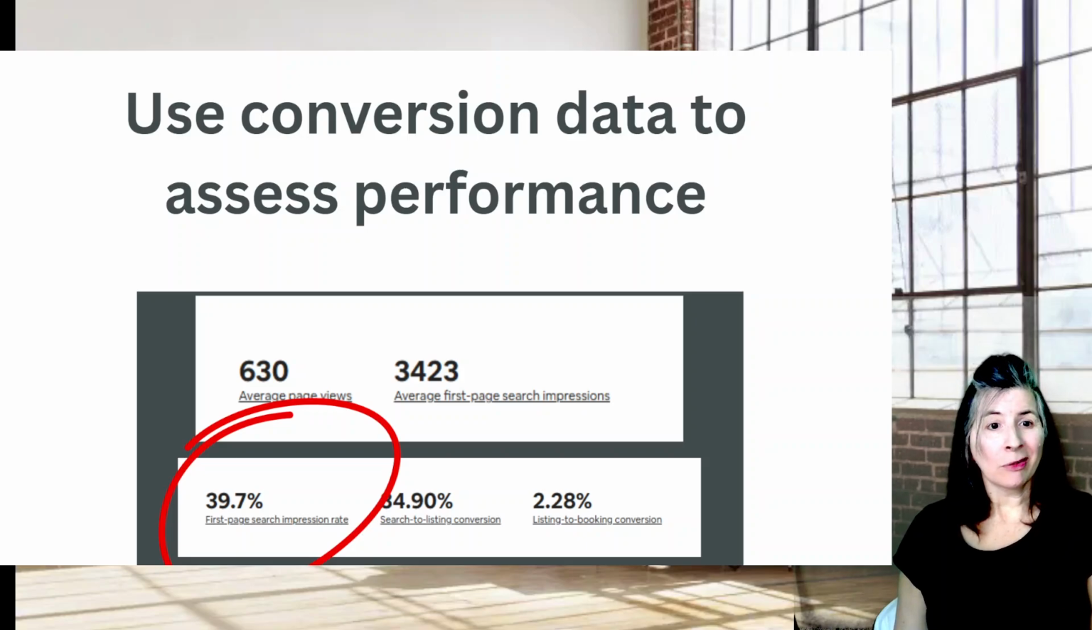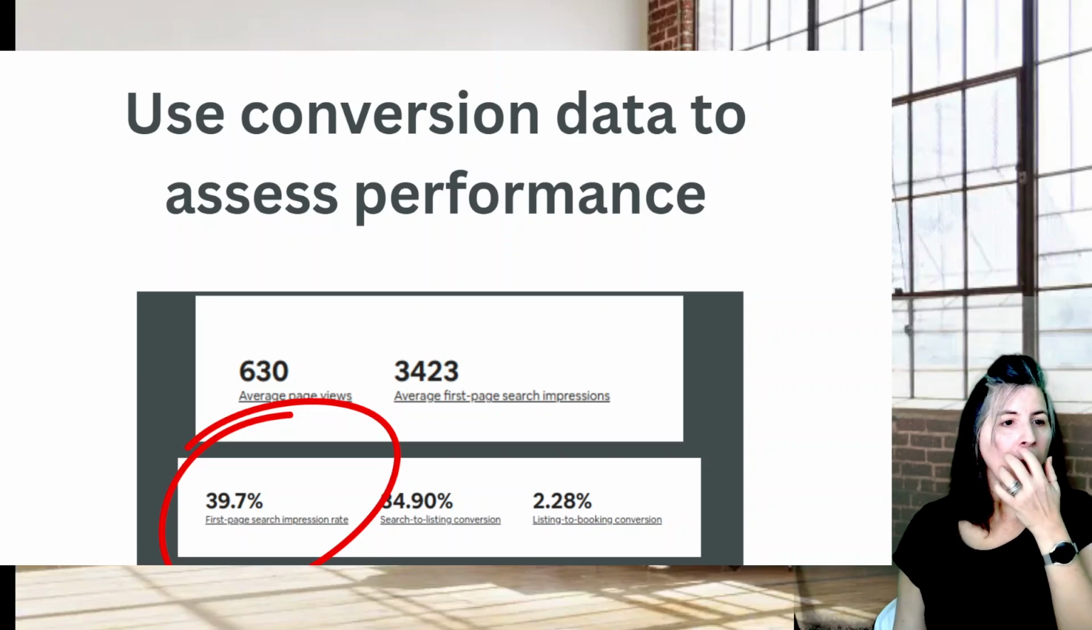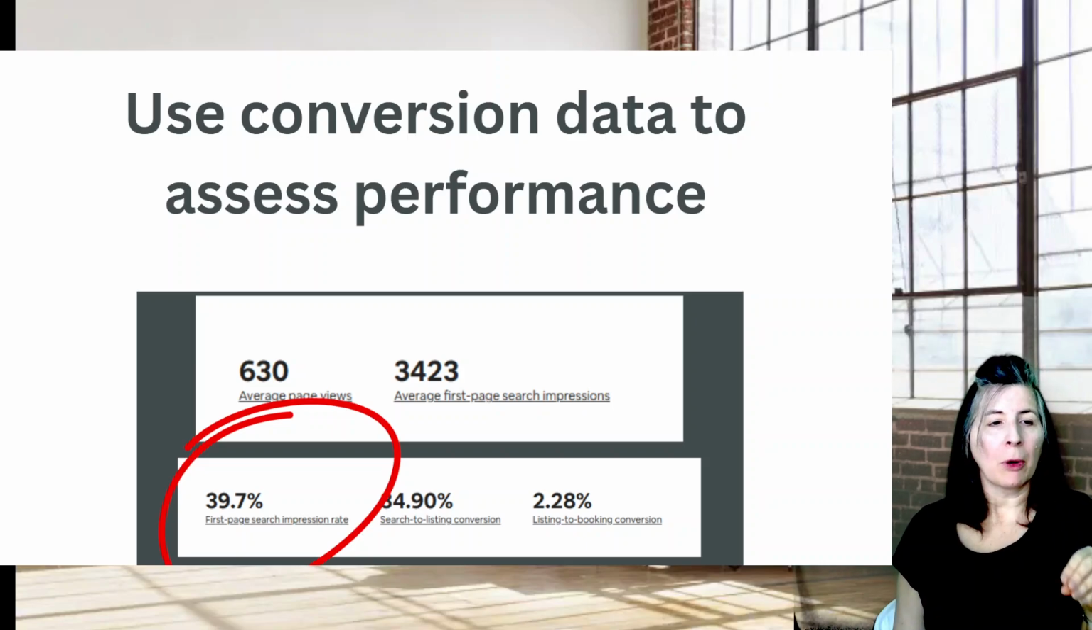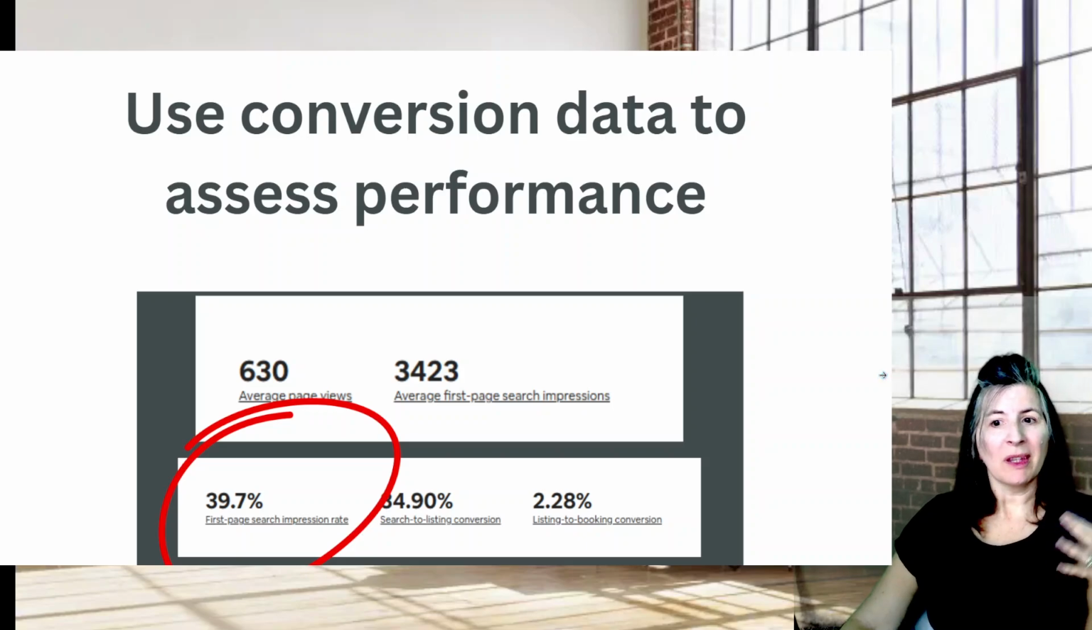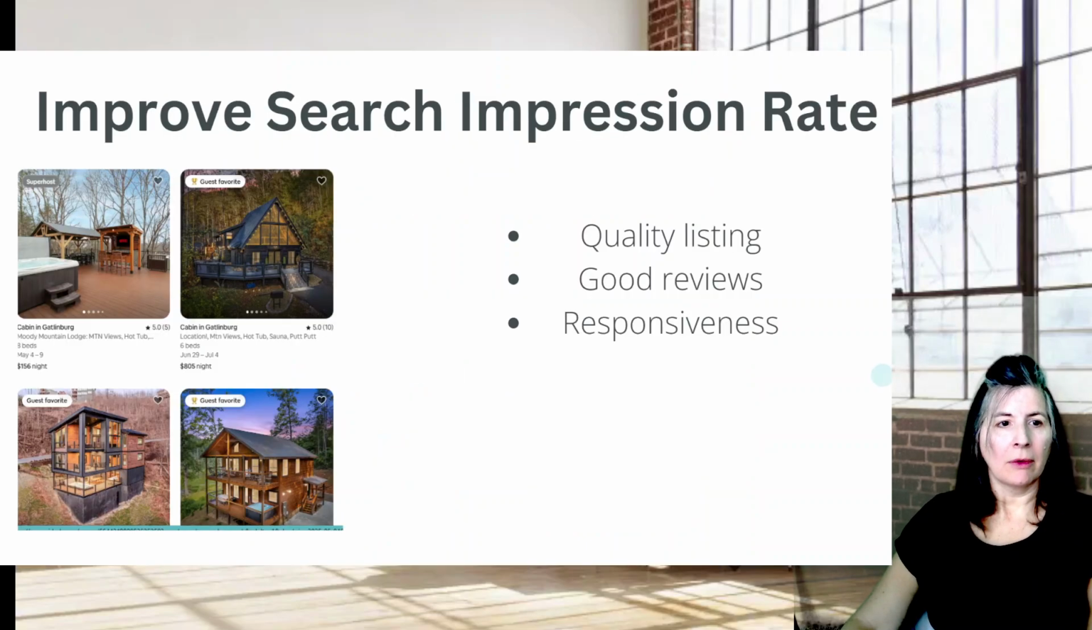This is all algorithm specific, depending on the platform that you're using, but it's a good metric to track over time. I will tell you 39% is a little bit of a higher percentage. The particular property on the bottom is doing very well, and so it gets rewarded by showing up more often in the search results. But this kind of lets you know that you're actually getting seen, right?